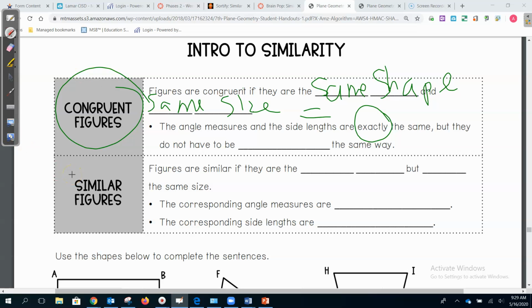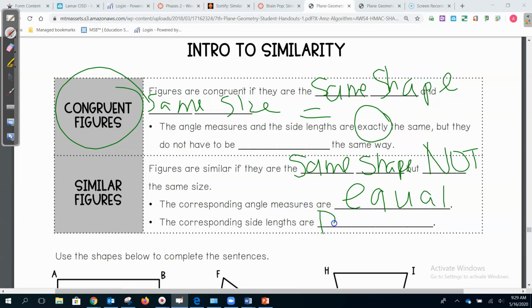Figures are similar if they are the same shape, but not the same size. They are similar. The corresponding angle measures are equal, which is pretty cool. Even if you have a giant rectangle and a small rectangle, as long as they are proportional, the angle measures are equal. The corresponding side lengths are proportional.